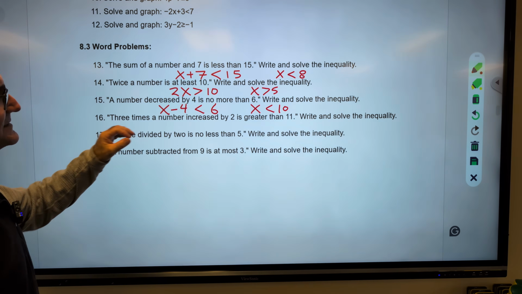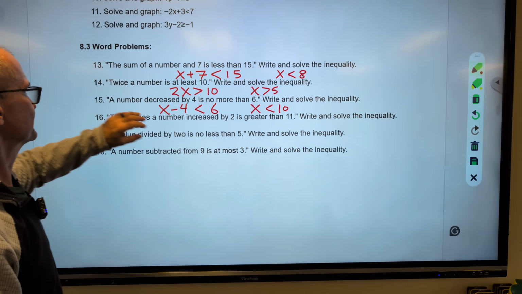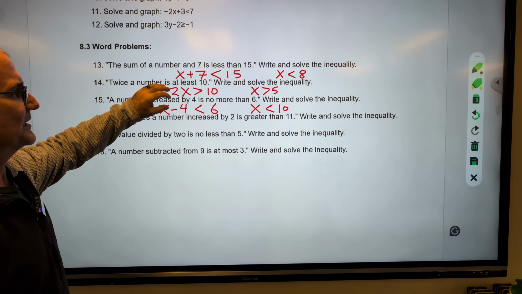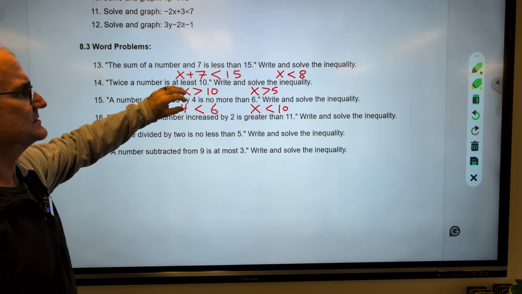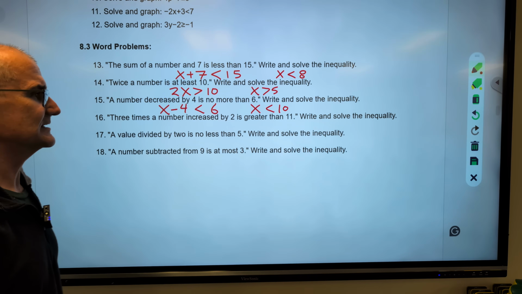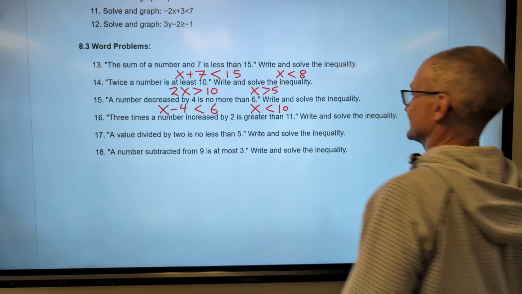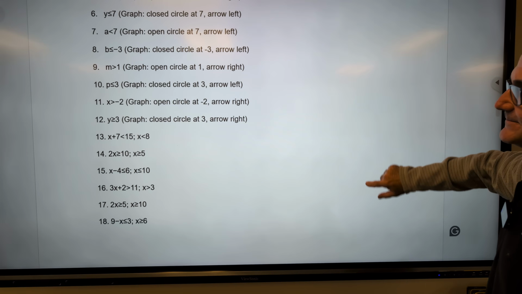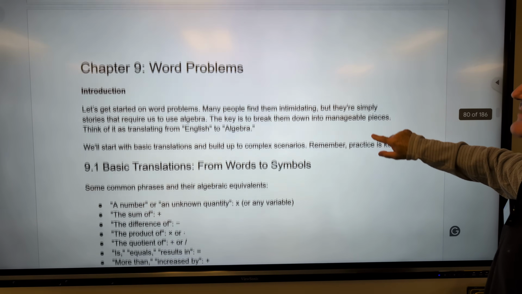So let's think if this makes sense. Let's pick like 0. A number like 0 decreased by 4, -4 is no more than 6. Well, -4 is no more than 6. So I can see I did that one correctly. Again, finish this test. Key is right down here. And that's going to bring us to chapter 9.